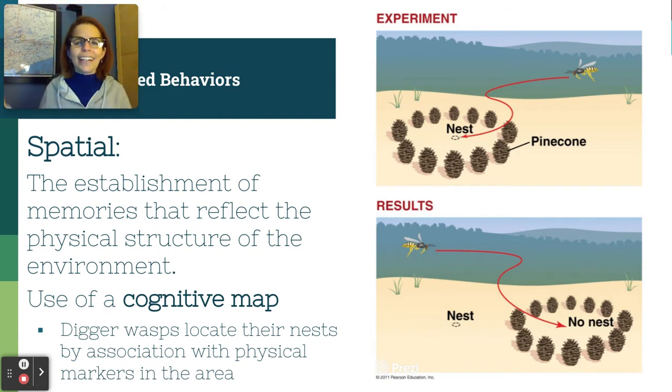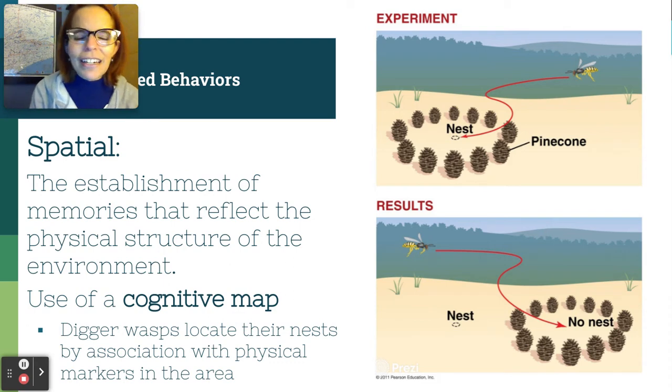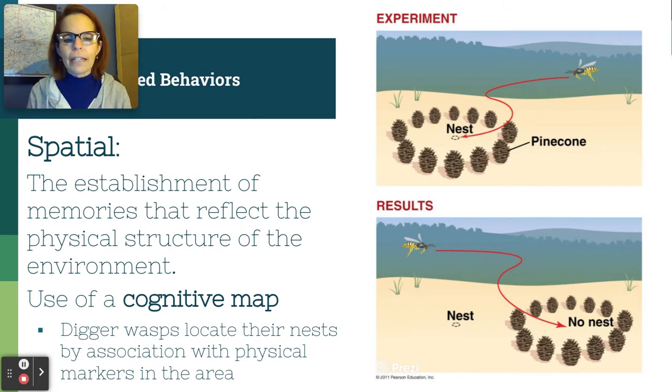It makes sense, right? Like, how do they get back to where they need to go? And how do they go back and forth? It's amazing. So it says digger wasps locate their nests by association with physical markers in the area. So in this case, there was a wasp nest down below, and they surrounded it with pine cones. So the wasp knows that it sees the pine cones, and that's where its nest is.